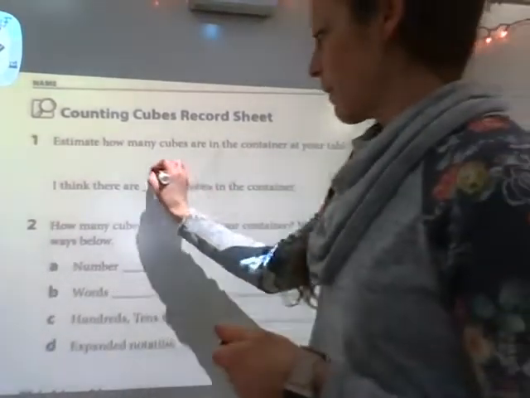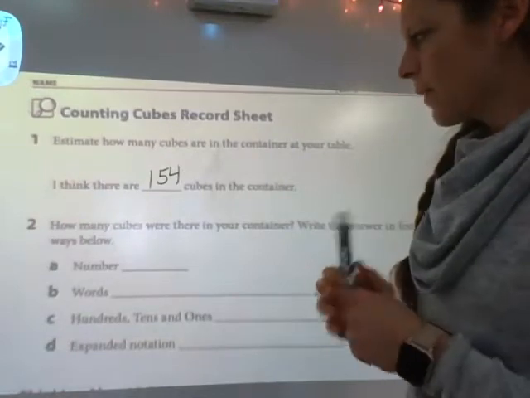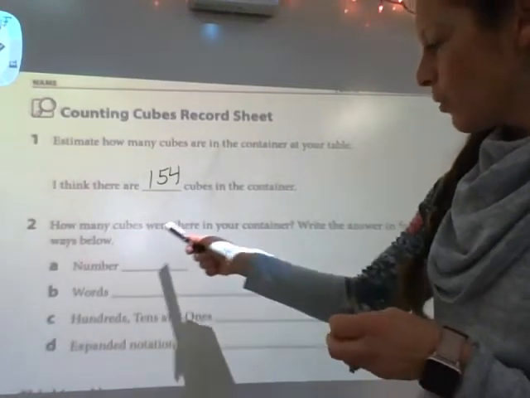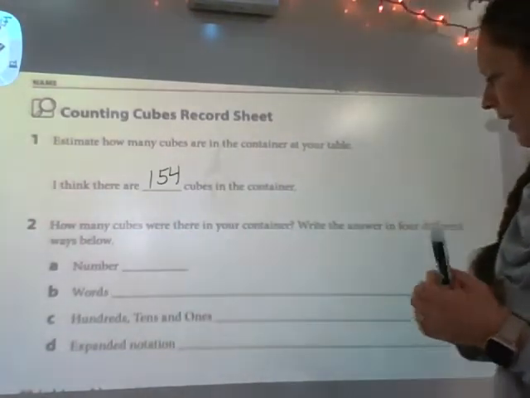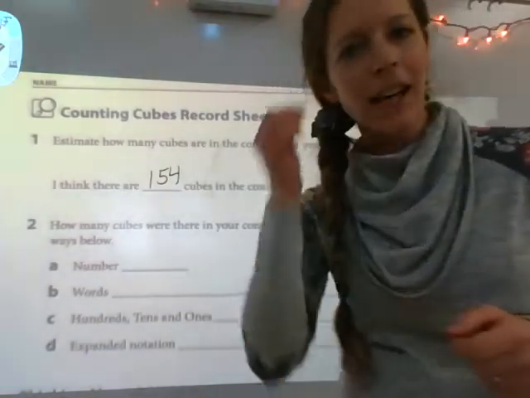154, that's my guess. This is for my friends at home. If you're watching in class, we can just keep going. Now, how many cubes were there in your container? Write the answer in 4 different ways, and we're going to talk about that together.